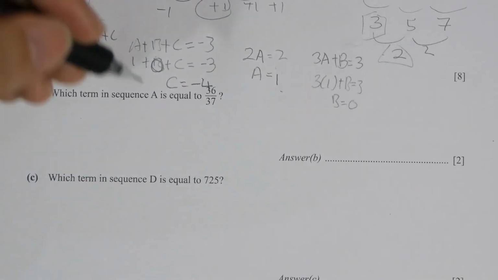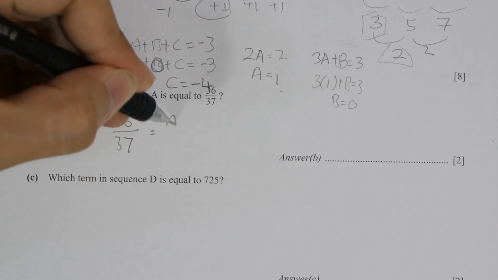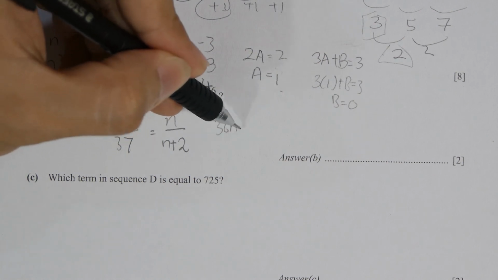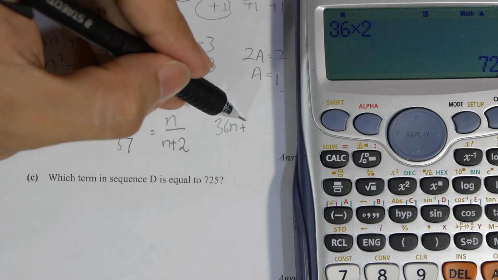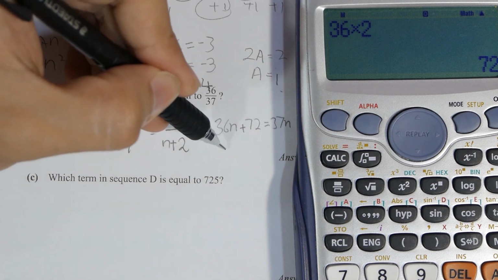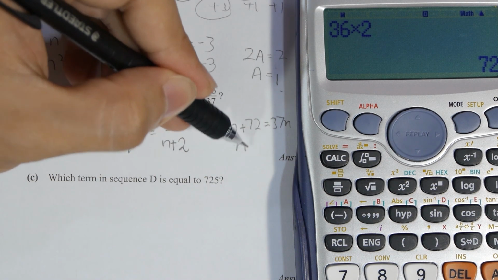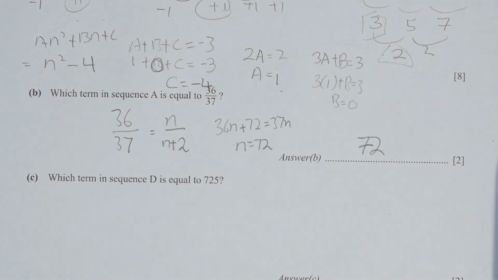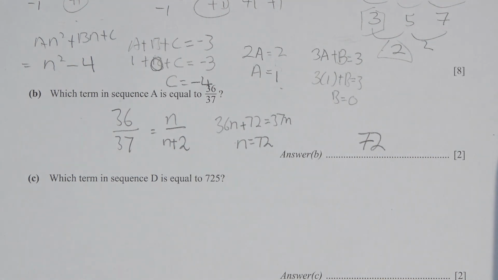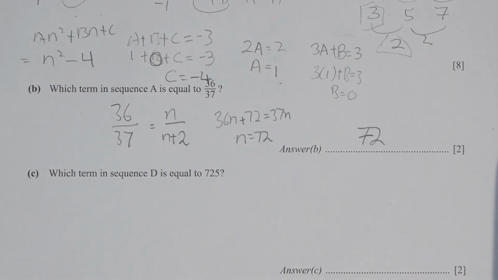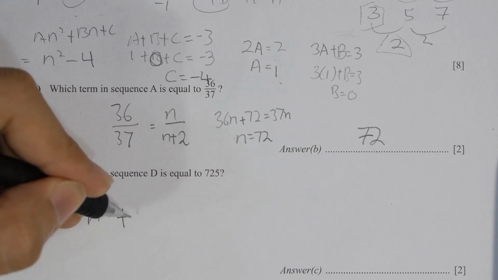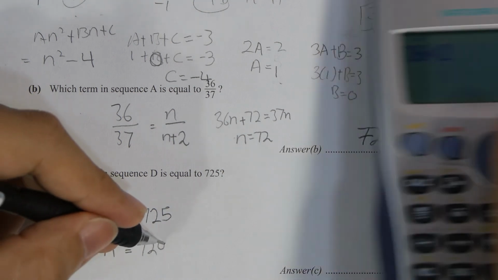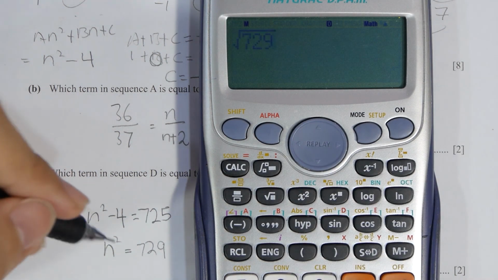So for part B, which term is equal to 36 over 37? So 36 over 37 equals n over n plus 2. So by running the calculation, you get the n term as 72. Repeat the same method for part C. n squared minus 4 equals 725. n squared equals 729. n value will be 27.